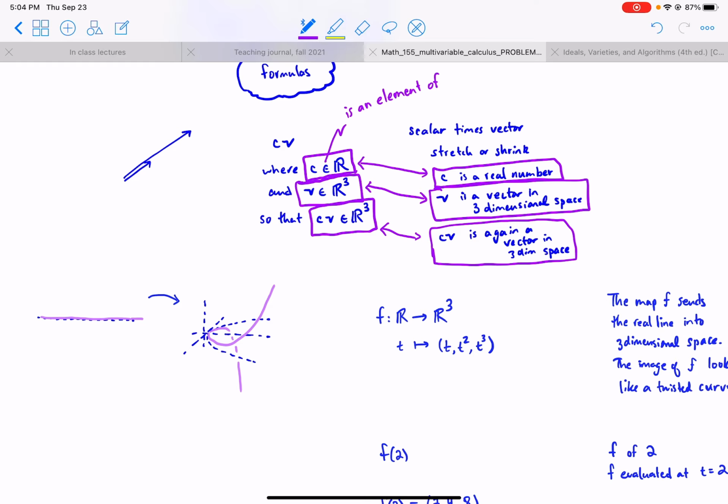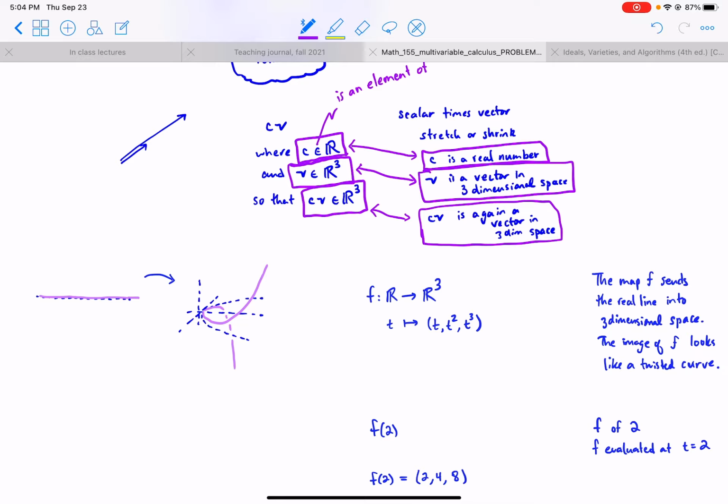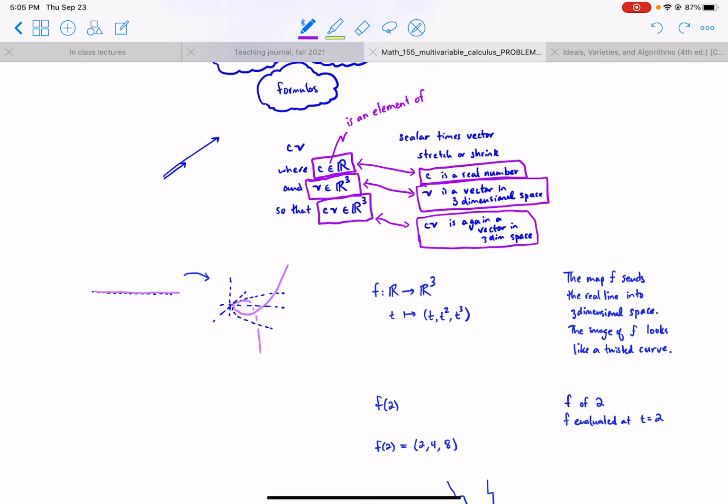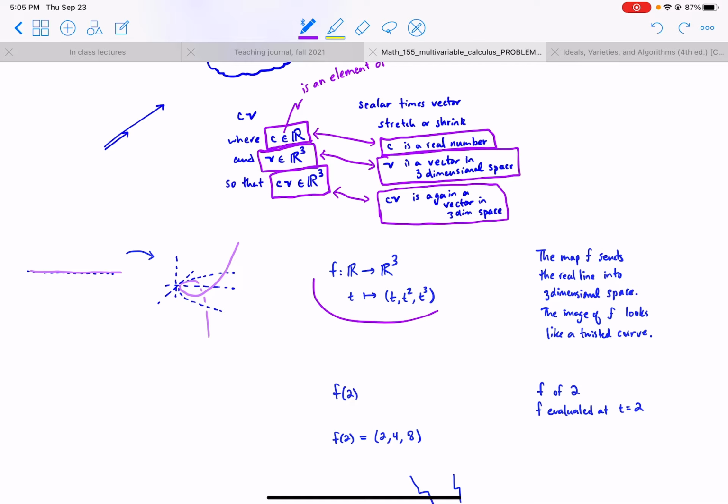Here's some more examples. Here's the cartoon pictures of what's going on. We took this purple real line and we put it into space in sort of a twisted cubic, it's called. And in formulas, this is a map. Like in a computer, this would be a function or a map. And the function has inputs and outputs. And so we create a name for the input, and here is the specific formula for the output.